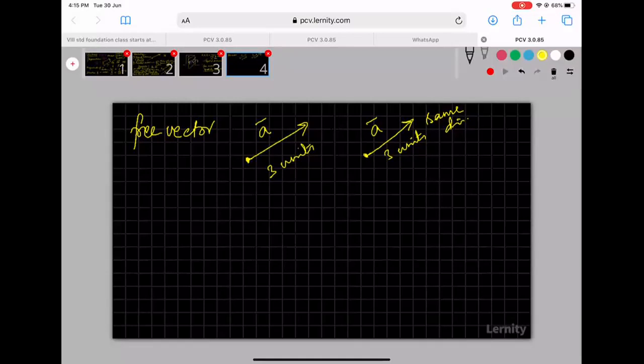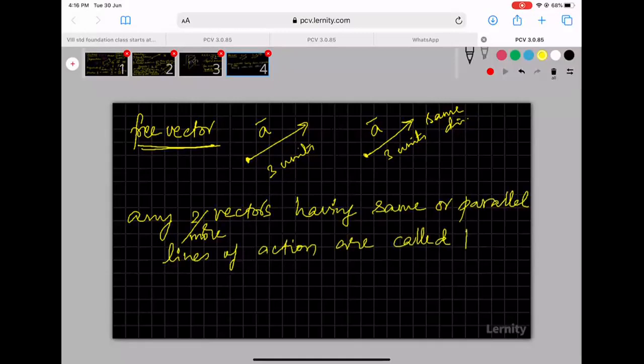Because we are only dealing with free vectors, any two or more vectors having the same or parallel lines of action are called parallel vectors. So what are parallel vectors? Those vectors which have the same line of action or parallel lines of action. So this vector and this vector are parallel vectors. Examples: this vector and this vector are also parallel vectors.